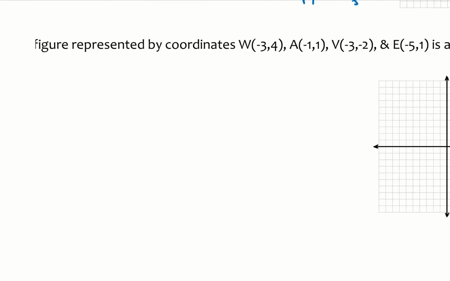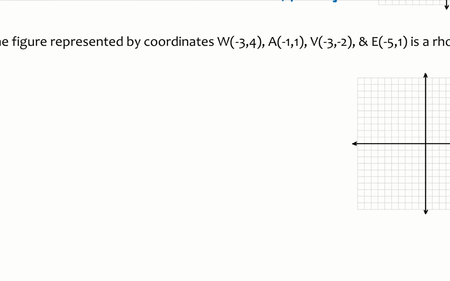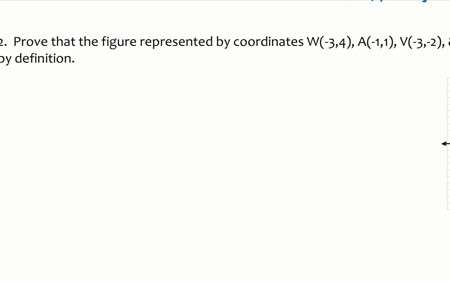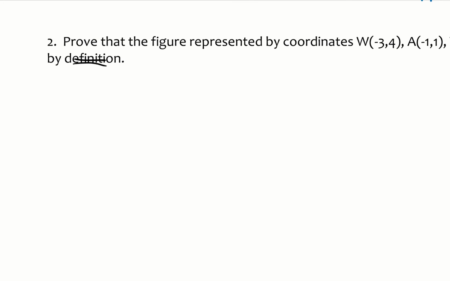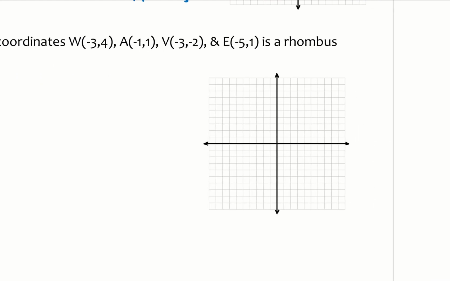For the next one, we have a figure represented by some coordinates, and we want to show that it's a rhombus by definition. Now remember the definition of a rhombus. A rhombus is just a parallelogram where all of the sides are congruent. That's the definition here, so we need to prove that. First we're going to construct the rhombus.